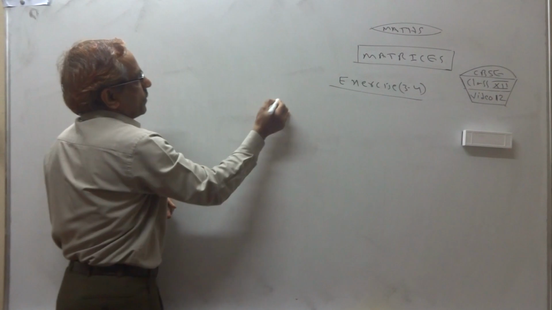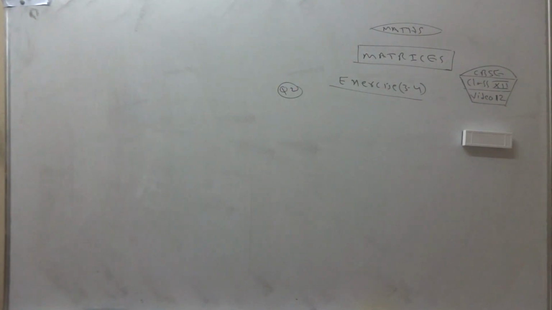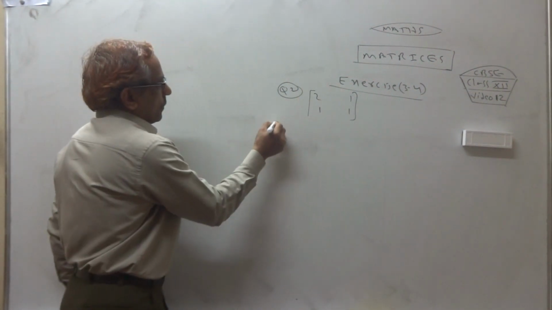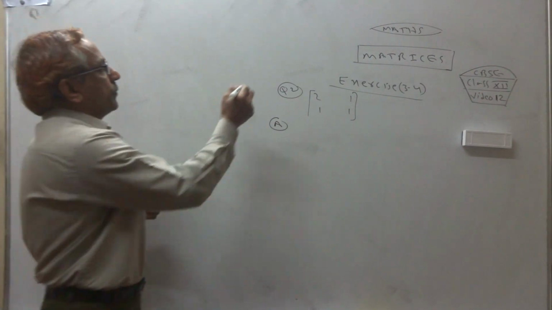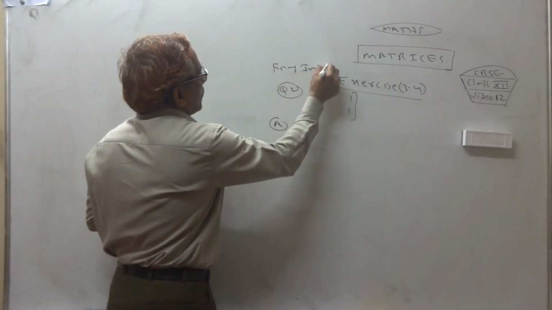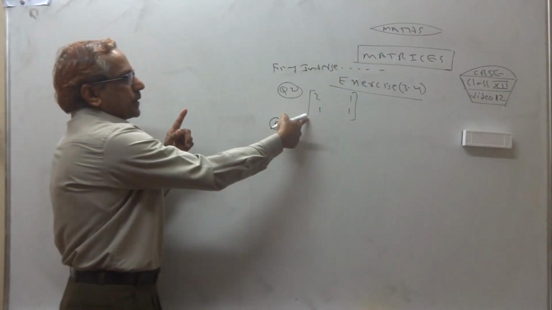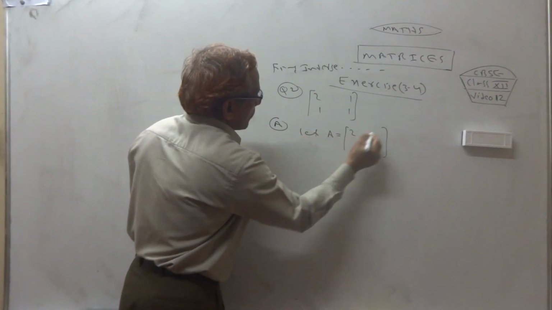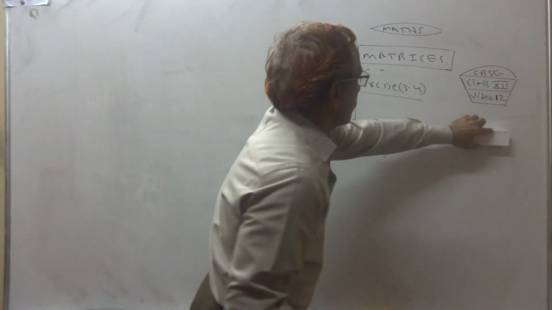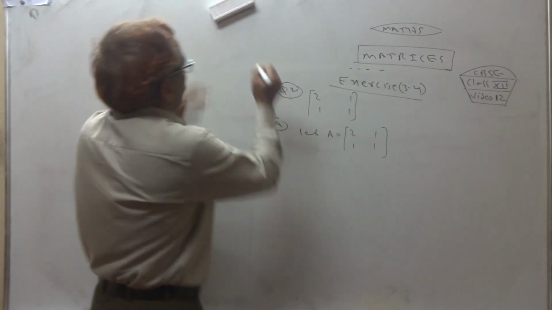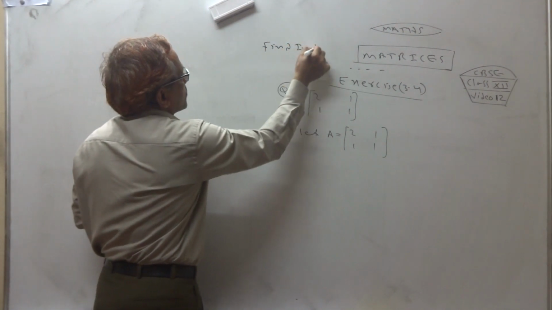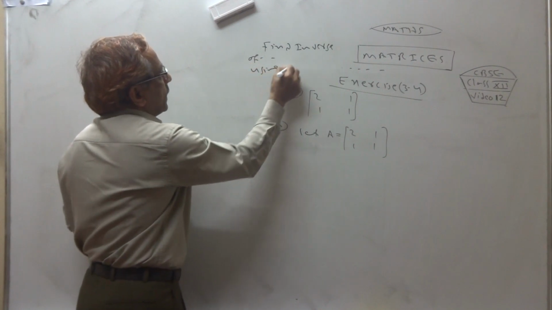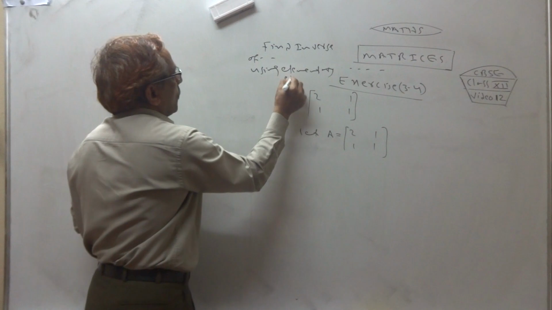I am doing question number 2. 2 1 1 1. See, it's easy. 2 1 1 1. The question is: find A inverse, or find the inverse of this using elementary operations. So first we call it A. So what is the heading? Find inverse of this using elementary operations.